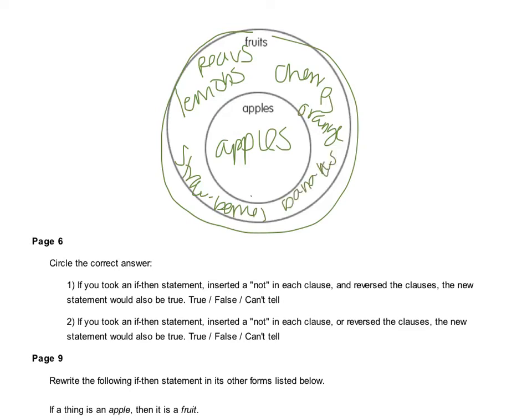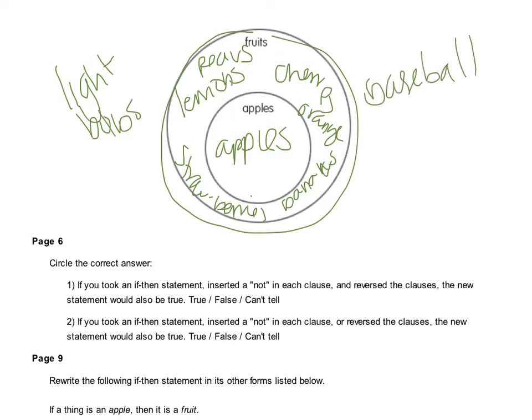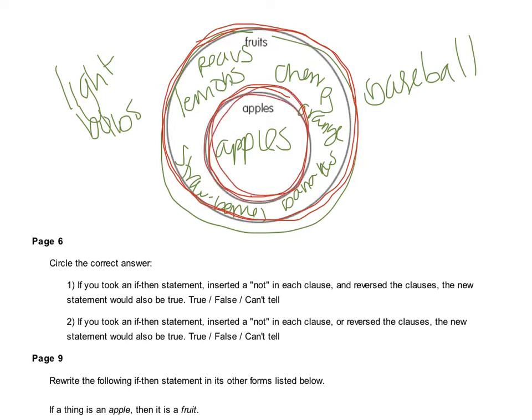You had some other words there, such as light bulbs and baseballs. And we're going to write those words outside the circle, because everything that's in the circle is represented by what the circle represents. Well, this circle represents fruits. So everything that's written in this circle is a fruit. And then everything that's written inside that inside circle is a fruit, and it's an apple.